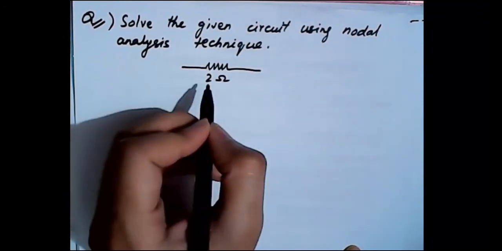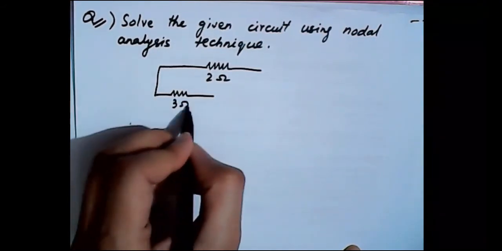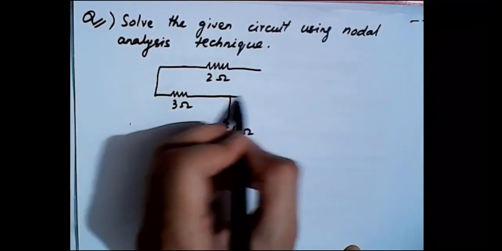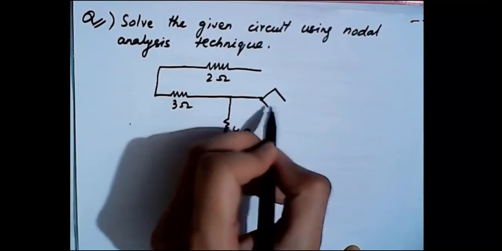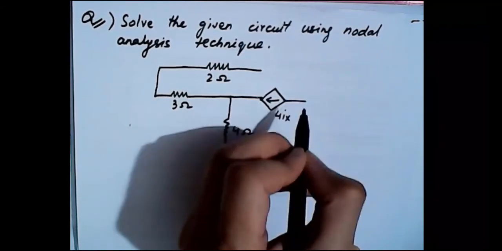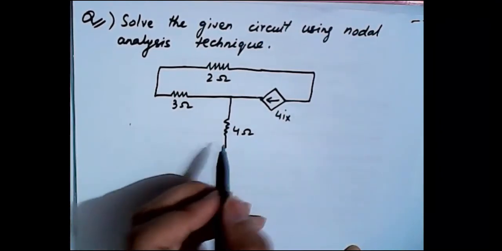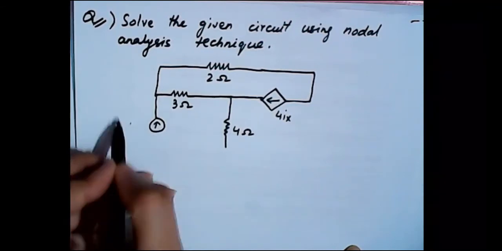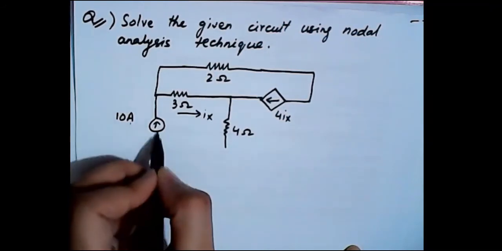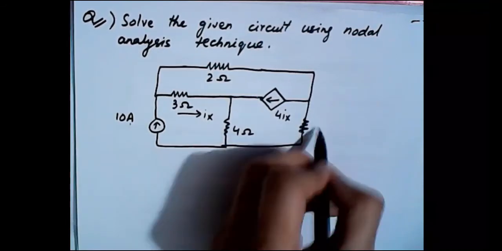So let me draw the question first. We have a resistance of 2, then we have a resistance of 3 ohms, 4 ohms, a current source of 4ix amperes, ix, and 6 ohms, right?